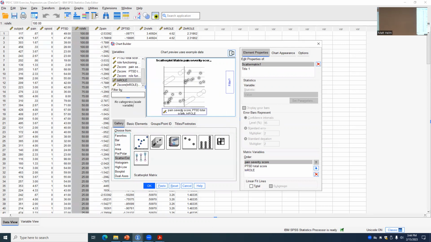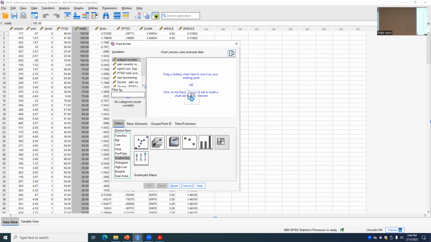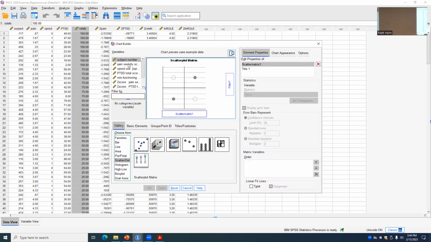Opiate use is a dichotomous variable. You could put that in there, but it doesn't give you much of a scatter plot. You can start to see sort of problems with homogeneity of variance. Let me go through and reset. It'll be different than what we have in the example, but we'll just do it so we can go through and take a look.